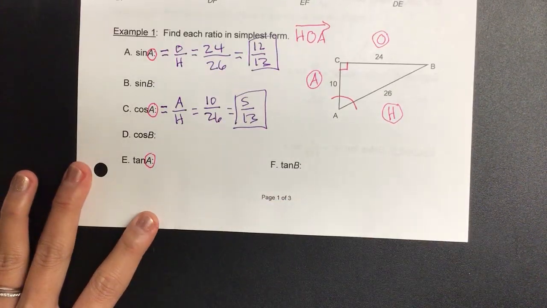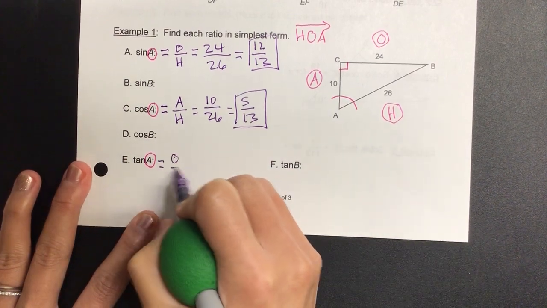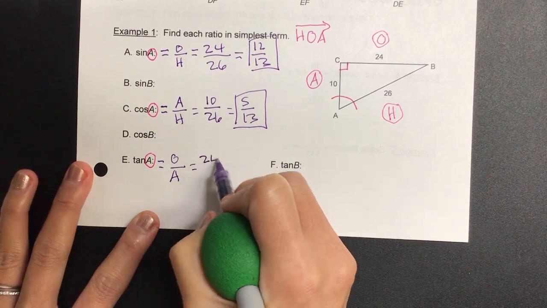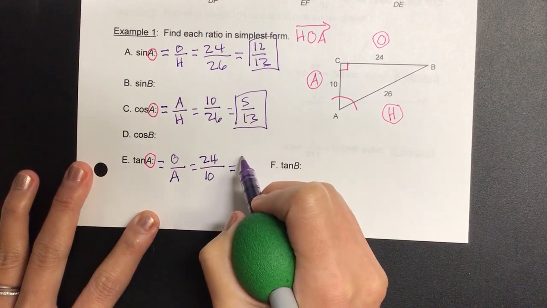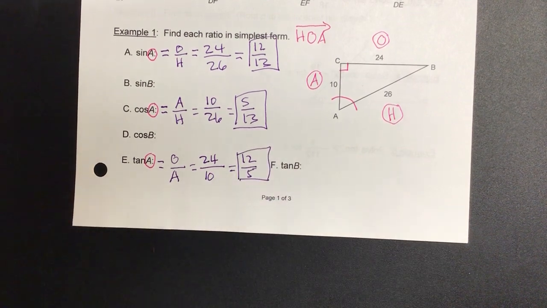Now let's go to our tangent of angle A. Tangent is what over what? Opposite over adjacent. So what number do I have on the opposite? 24 over. The adjacent is 10, which is going to give us 12 over 5. So as long as you know how to label the hypotenuse, the opposite, and adjacent, not a problem. Okay? Now for the next piece.